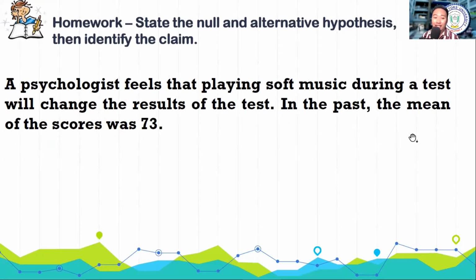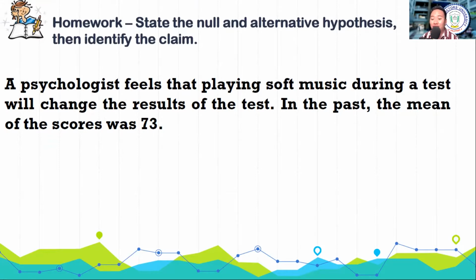So here, a psychologist feels that playing soft music during a test will change the results of the test. In the past, the mean of the scores was 73. So what's our null hypothesis? Very good. And what's our alternative hypothesis? Good job, Alexis. Not equal to 73. Good job, Jack.